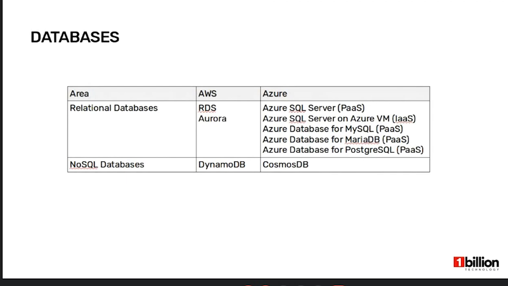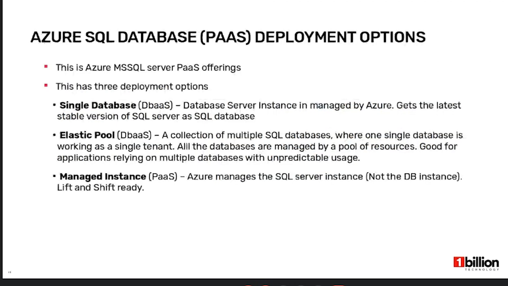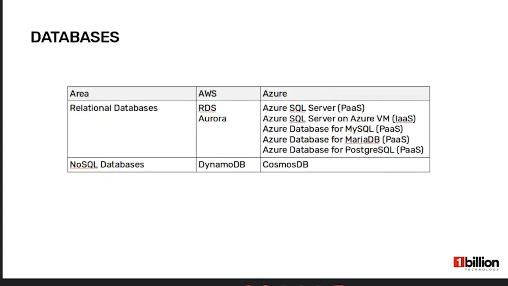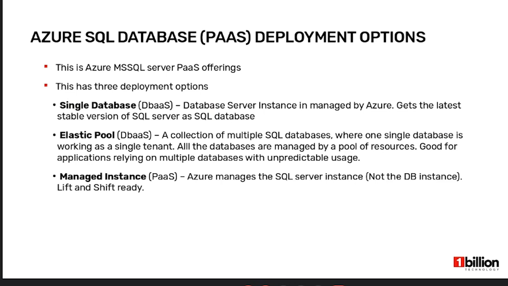Aurora is the more advanced option. Azure is basically you have these offerings. In terms of NoSQL, in AWS you find DynamoDB. In Azure it is CosmosDB. Even between DynamoDB and CosmosDB, CosmosDB is, I think, a bit more advanced when it comes to its offerings. So there are a lot of APIs, even when it comes to migration, you can work through a lot of APIs. And as I said, under SQL Server PaaS, you find three offerings. That's called Single Database, Elastic Pool, and Managed Instance.